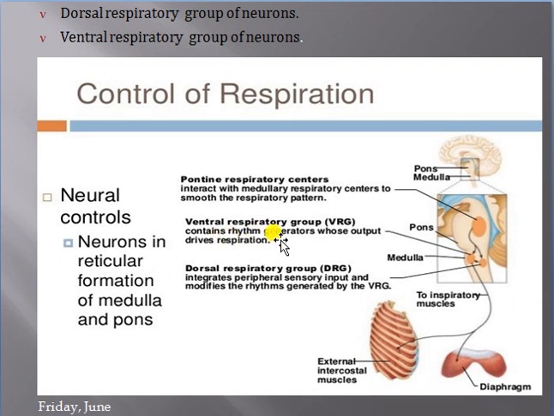It contains the nerves coming from the output. Then next, the dorsal respiratory group integrates the peripheral sensory input. So this one is output, this one is input. These are one group of nerves for output and one group of nerves for input. So how is it maintained? Through neurons in the reticular formation of the medulla.